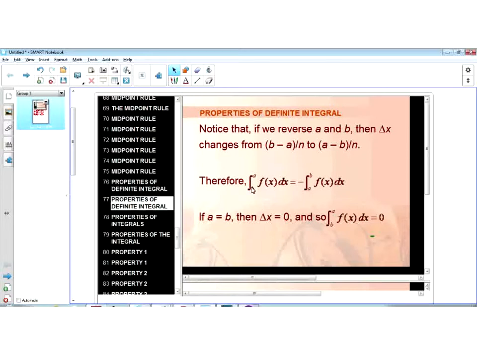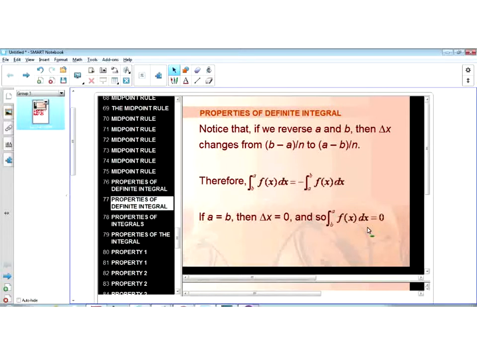Okay, this important rule is if you change the bounds of the definite integral. If you reverse a and b, then delta x changes from b minus a over n to a minus b over n. So you basically have a negative delta x. And so by reversing, if you go from b to a as opposed to a to b, you essentially change the sign of your definite integral, and you proceed to evaluate the definite integral as you did before.